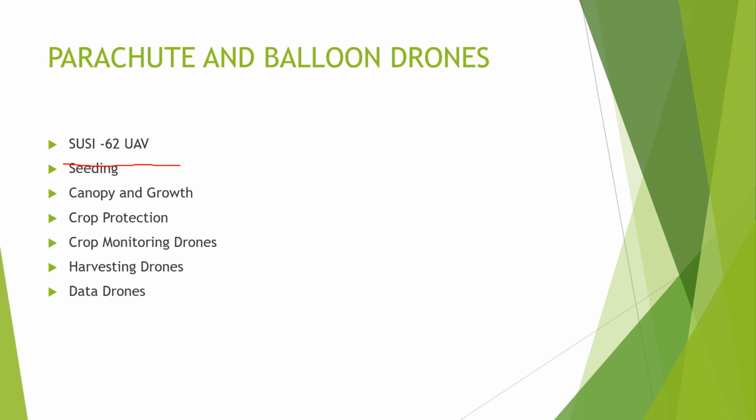And the technical aspects are that it is made of steel, and it is 62 meter cube in size with a payload of 5 kg for carrying the sensors. And it has two-stroke IC engines that need only a small runway over a cliff. And apart from these parachute and balloon drones, flat winged or rotary drones, we also have the subclassifications like seeding, canopy and growth, crop protection drones, crop monitoring drones, harvesting drones, and data drones. So for various purposes, these drones are used.